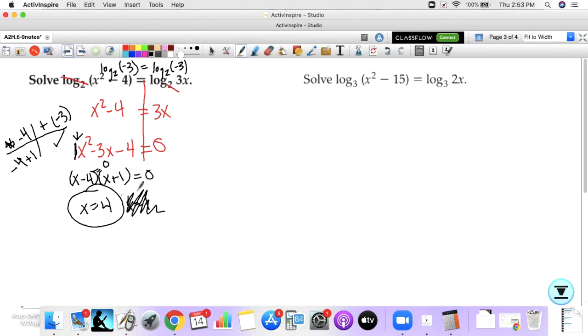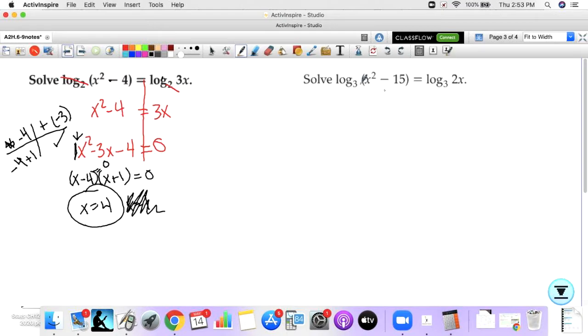Now, I want to remind you that this could have worked. You could have two solutions here. You could have one solution. You could have that neither of them work when you plug it back in and you get no solution. I want to remind you that those are all possibilities when we're dealing with a quadratic. Two, one, or none are all possibilities. So I'm done. x equals 4.